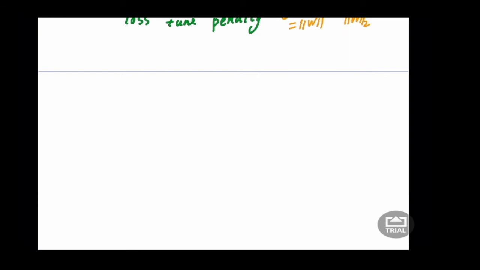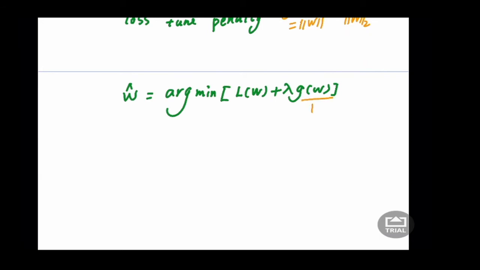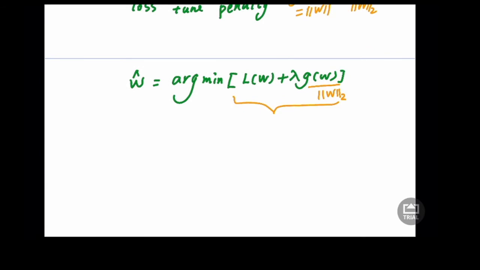That's to say, our goal is to find the optimal W which will minimize this function, L of W plus lambda G of W, where G of W should be the 2 norm of W. We will call this the regularized loss function or new loss function. Next, I will rewrite this function. I'll give it a new name, G of W.